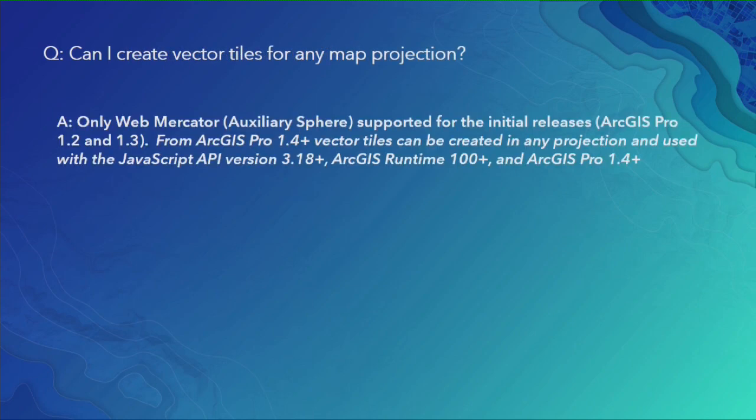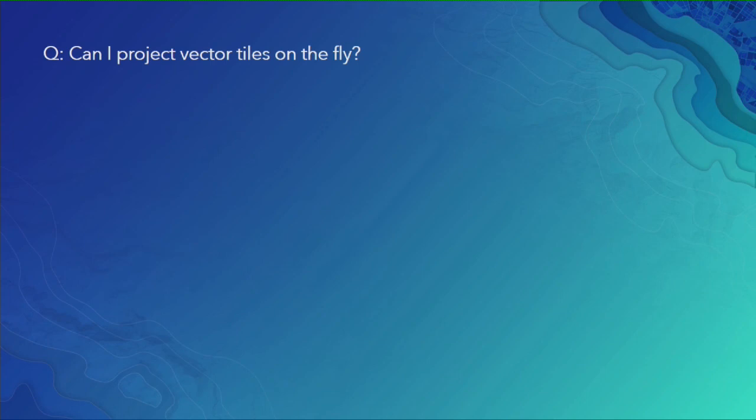Can I create vector tiles for any map projection? I had an earlier slide that talked about this, but I can't reiterate it enough. We allow you to create vector tiles in any coordinate system that ArcGIS supports, which is a lot of coordinate systems. I think actually it's 67 different projection algorithms, but then if you get into all the parameters that can be specified for that, it's endless. And we've supported vector tiles in any coordinate system for quite a long time now.